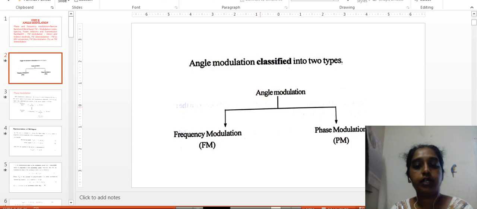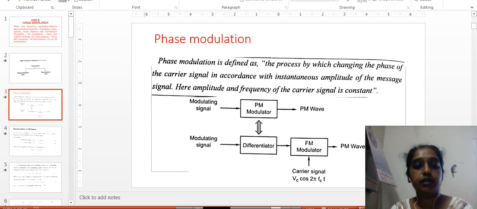In the angle modulation, we have frequency modulation and phase modulation. First we'll see about the phase modulation. It is a process by which the phase of the carrier signal is changed in accordance with the instantaneous amplitude of the message signal. So here the amplitude and the frequency of the carrier signal are maintained constant.